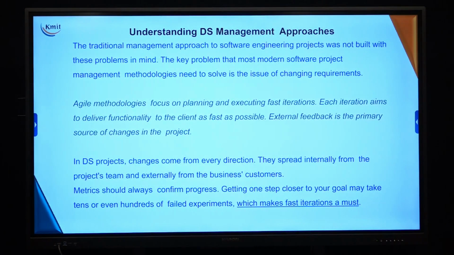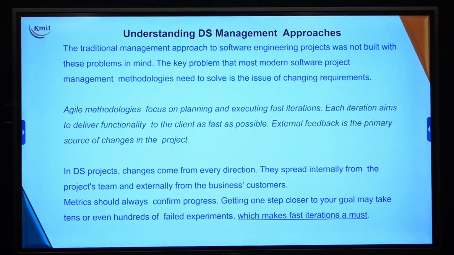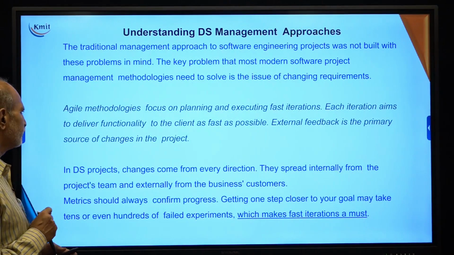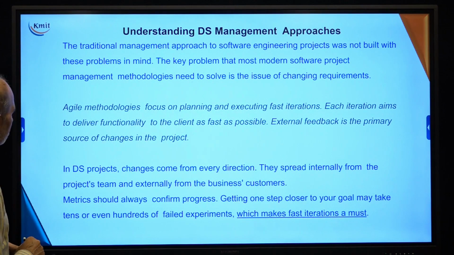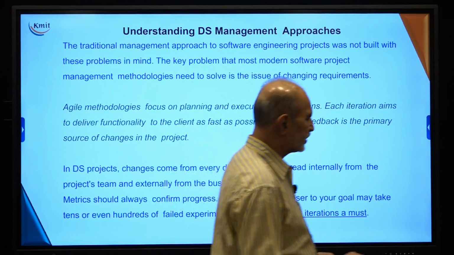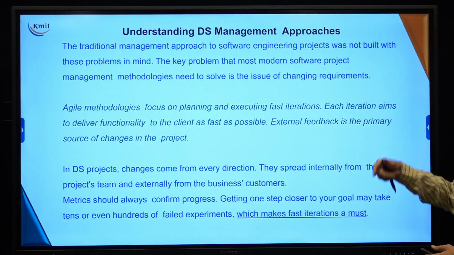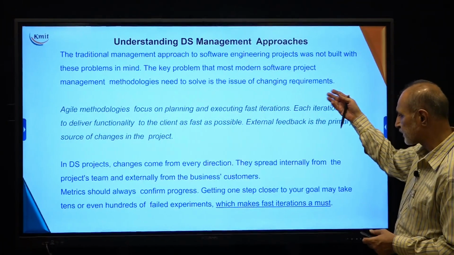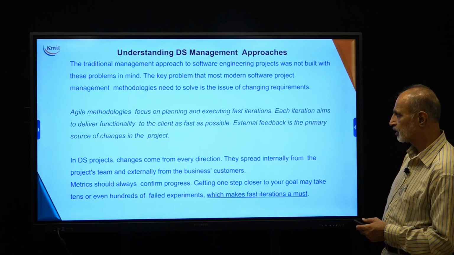So, understanding management approaches. Number one, the traditional management approach of software engineering will not work here. So what is that? The key problem that software project management most often should solve is what we call the changing requirement. So the underlying principle is to keep the changing requirements minimum. And if the requirements are kept minimum, naturally the failure rate will become less and less.